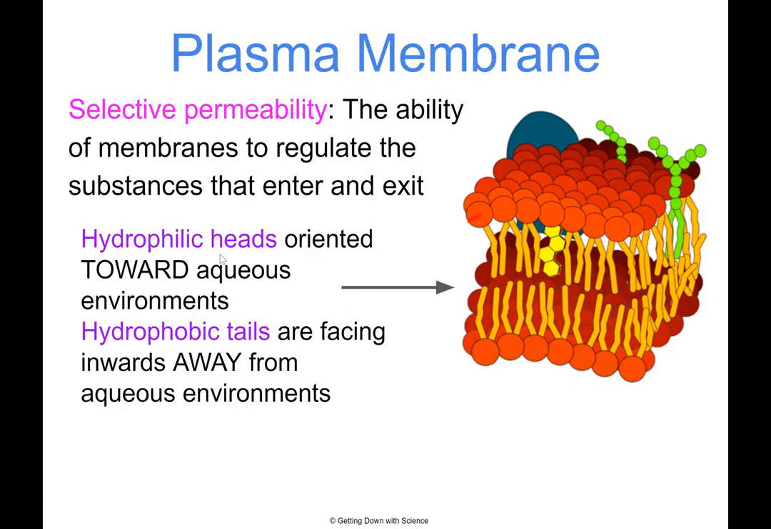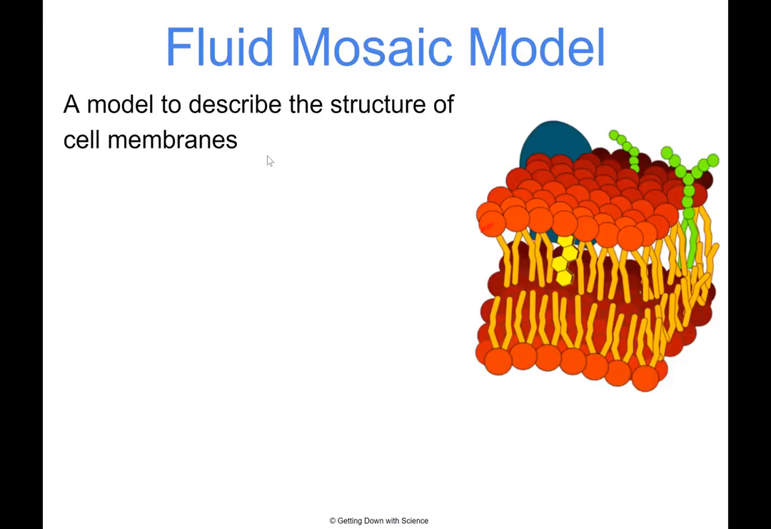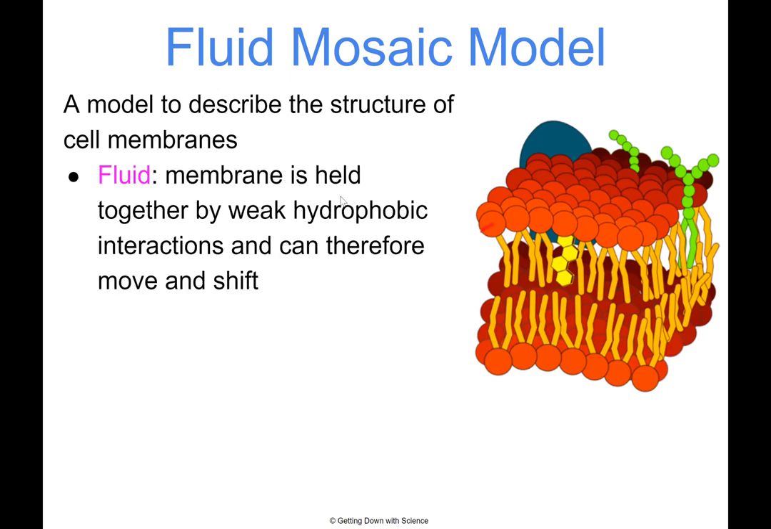So the hydrophilic heads always orient towards the aqueous environment because they like the water, and the tails are always facing inward away from that aqueous or water-based environment. And it does this naturally. So we call this a fluid mosaic model. That's the common way we describe the structure of the membrane.